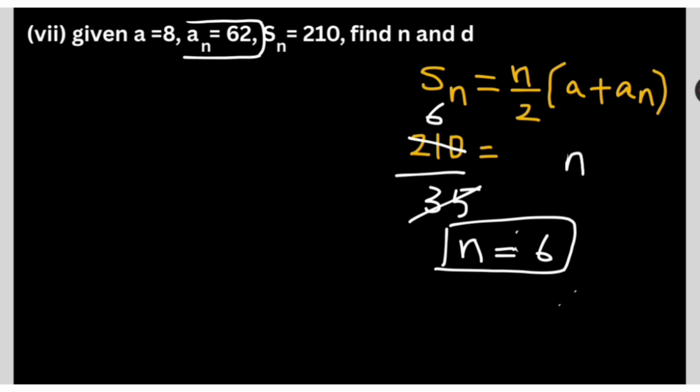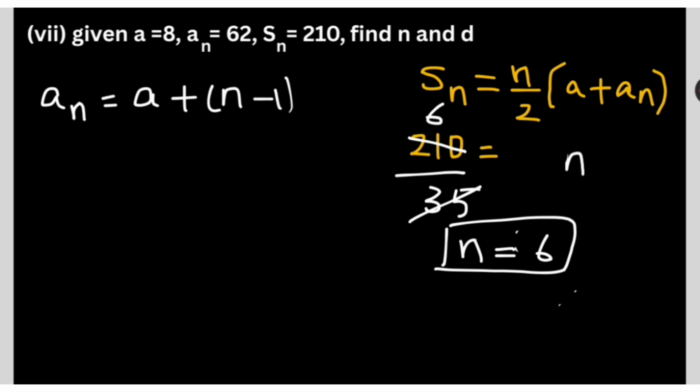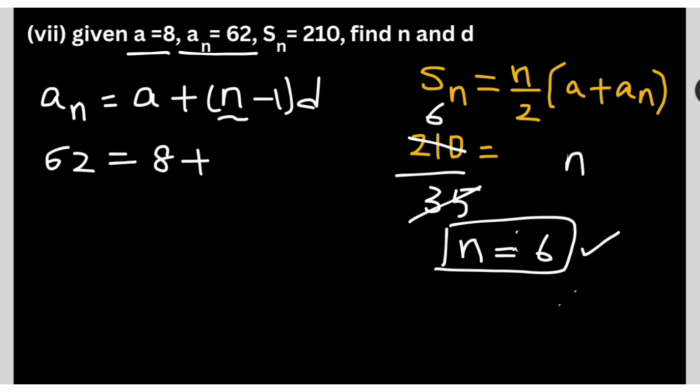Here we have the nth term, which is 62. So using that, we can find the common difference. What is the nth term formula? a plus n minus 1 times d. The nth term is 62, so write 62 here. Then the first term is 8, plus n minus 1. Just now we found n is 6, so 6 minus 1 is 5 times d.